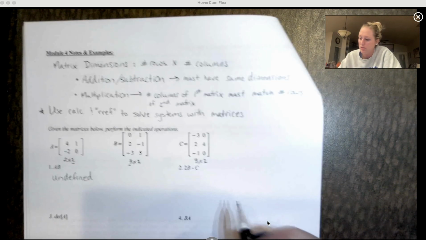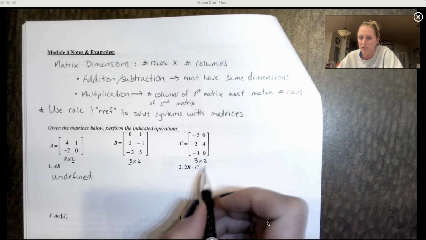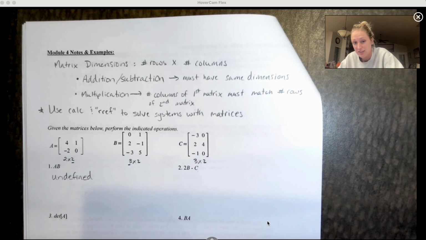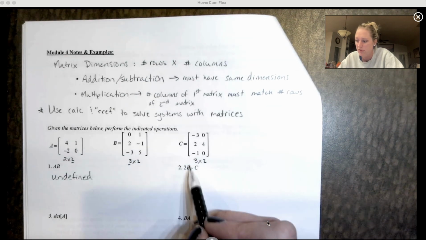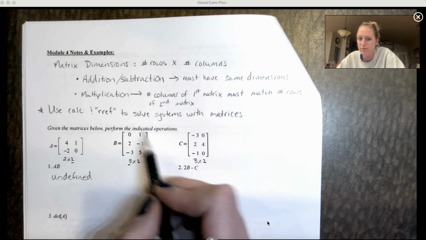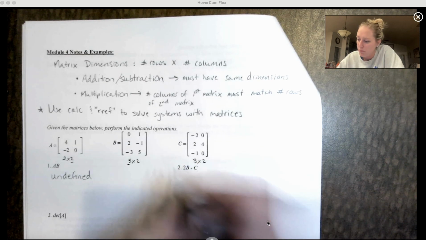Now, this one, 2B minus C. I'm doing subtraction. B and C are exactly the same dimensions, so I can do that. Now it says do 2B, so that scalar multiplication means we're just going to double every single entry inside of matrix B.